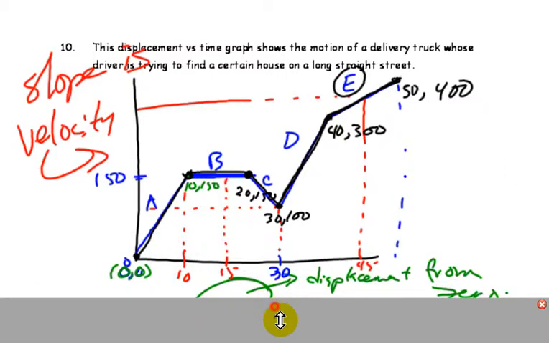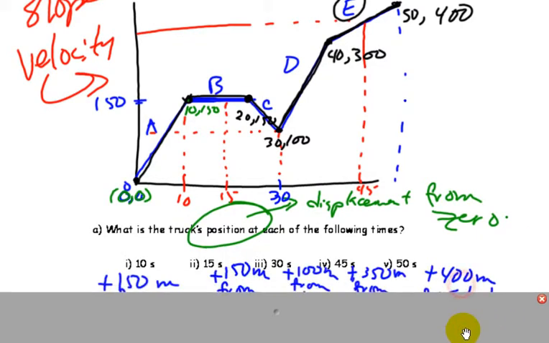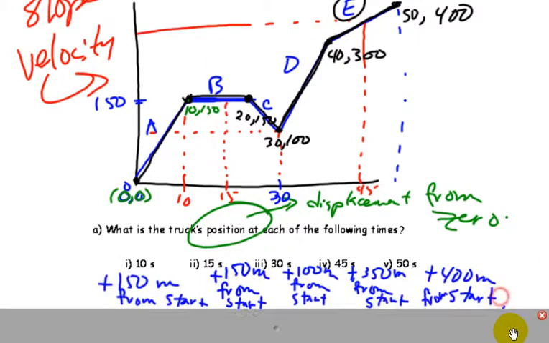So down here, what is the truck's position at each of the following times? So at 10 seconds, we're on 150. At 15 seconds, 150. 30 seconds, 100. 45 seconds, approximately 350. And then lastly, at 50 seconds, you can see plus 140.